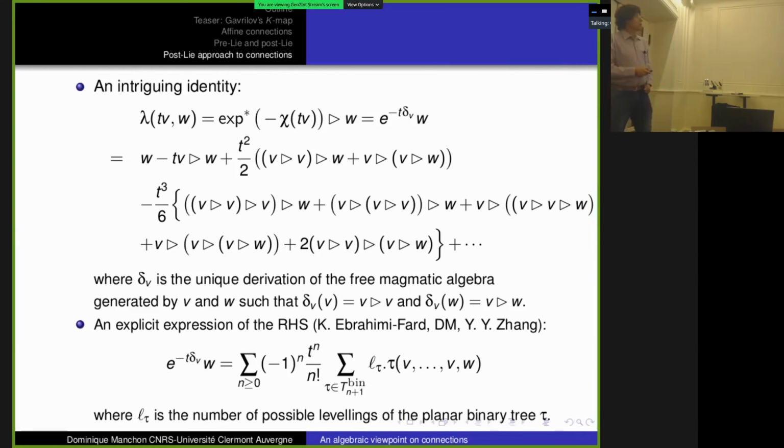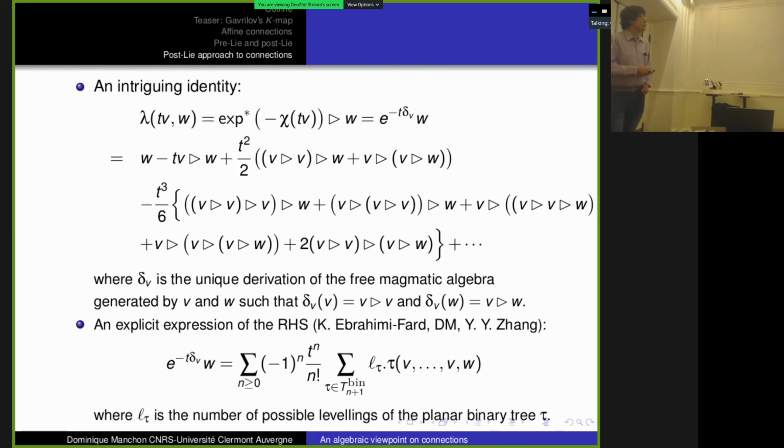Okay, so let us look at this expansion here. It starts with V, W, and then you have minus V triangle W. And here it's more complicated because you have to use the derivation property. So if you apply delta V twice to W, you get a sum of 2 terms. You have alternate signs, and at order 3 you get a sum of 5 terms.